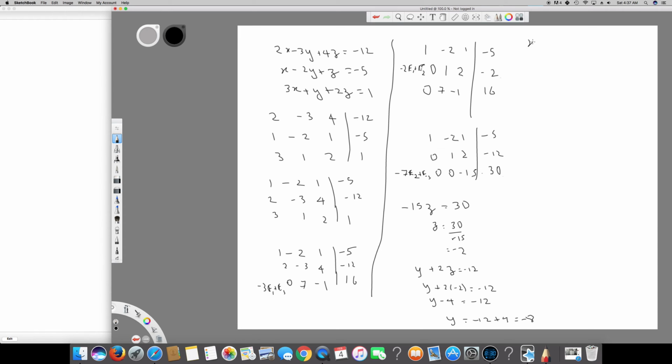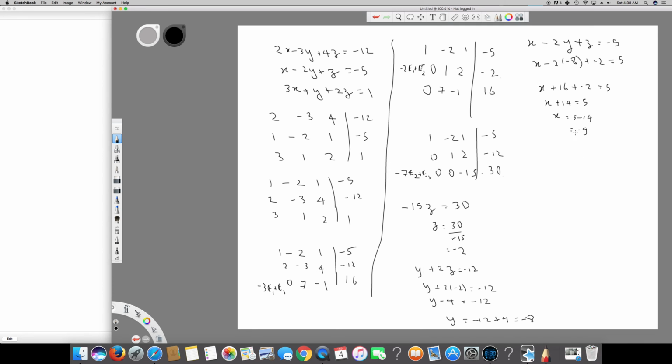And to find the x value, x minus 2y plus z is going to be minus 5. So since we know y and z values, I'm going to plug those values here. So x minus 2 times the y value, which is minus 8, plus z, we found z already, it's minus 2, is equal to 5. So x plus 16 plus minus 2 is going to be 5. So x plus 14 is going to be 5. X is going to be 5 minus 14, which is going to be minus 9.